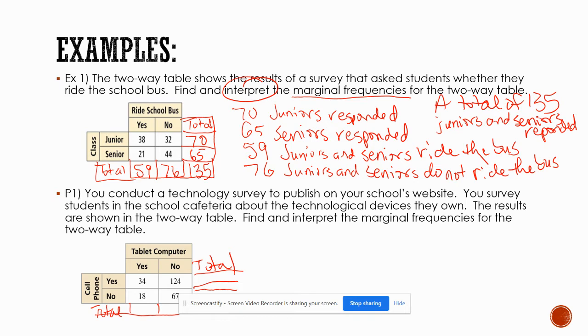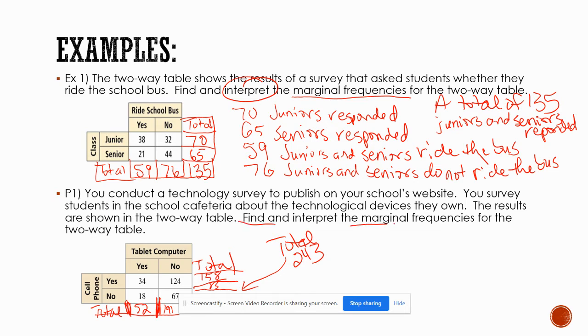So 34 plus 124 is 158. 18 and 67 is 85. 34 and 18 is 52. 124 and 67 is 191. And then for our grand total, remember we want to add the 158 and the 85 to get 243, and then double check. Does 52, because that's part of this, 52 plus 191 also equal 243, and it does.